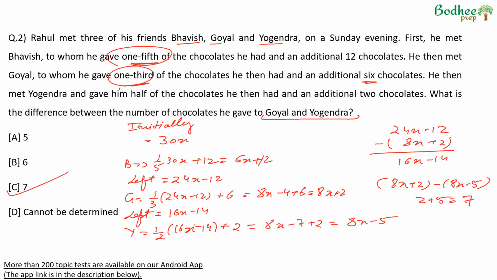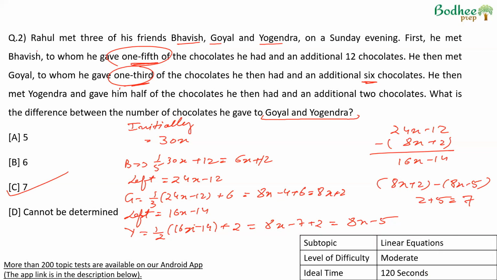Option C. Again, I would call this a moderate to difficult level of question, because on the face of it, the answer seems to be cannot be determined. But the values that we get are such that the x part gets cancelled and we get a definitive answer. Easily 2 to 2.5 minutes to solve it.